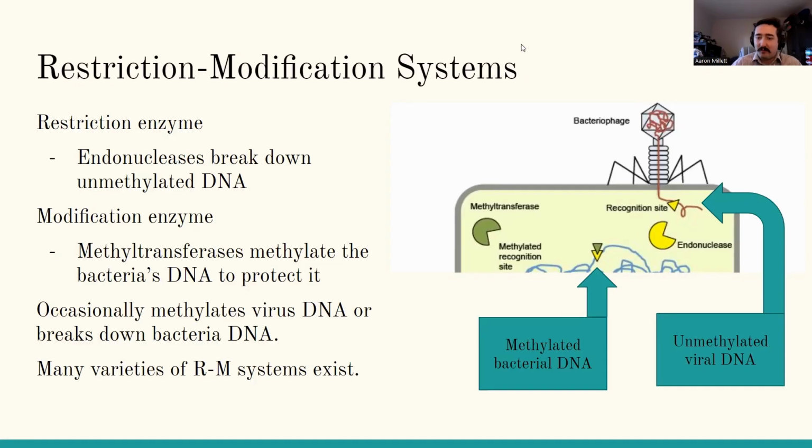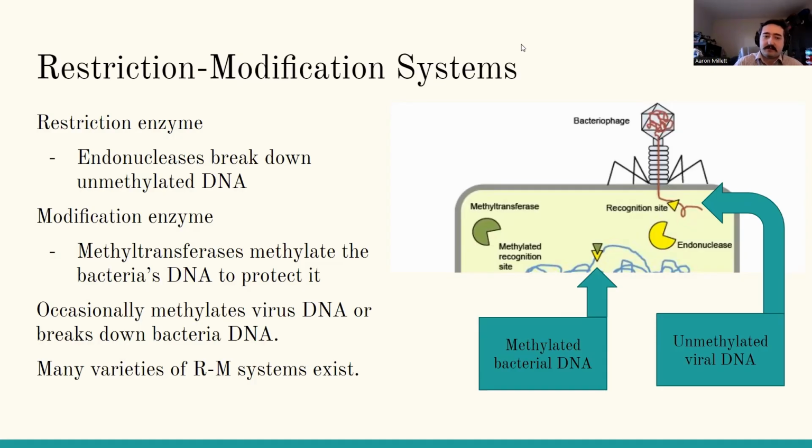So this system is not perfect. Sometimes mistakes are made. Sometimes it doesn't methylate its own DNA properly and accidentally cuts itself. Sometimes it accidentally will methylate foreign DNA, and then the foreign DNA is immune to its own restriction enzyme. Those are rare and they can be corrected, but it does happen sometimes.